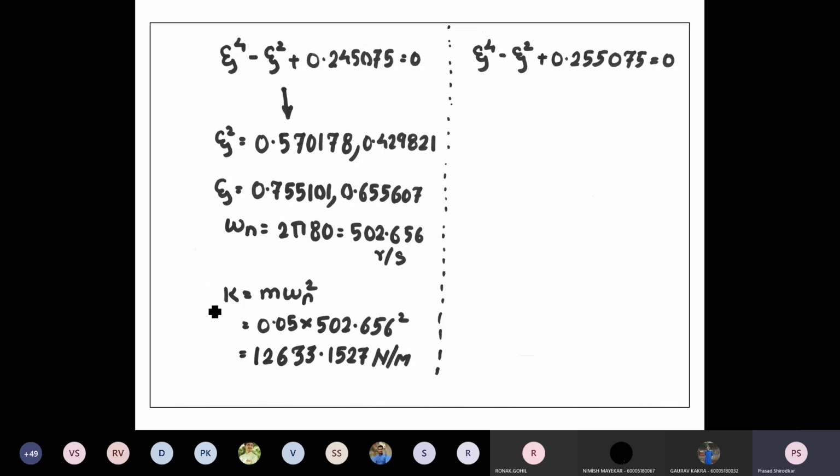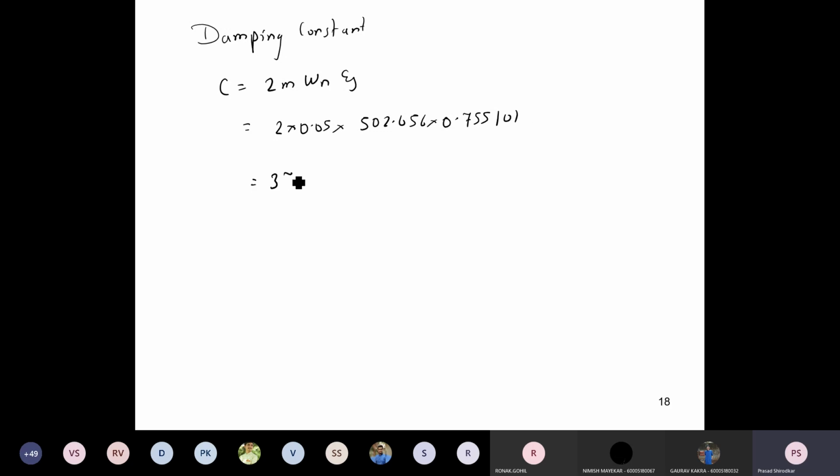Just the summary of all the calculations. So this is for this value. Okay, I'm calculating for this value. So damping constant, that is what has been asked. C is equal to 2m omega n zeta. So that is equal to 2 into 0.05 into 502.656 into 0.755101, and that comes out to be 37.9556 Newton second per meter.